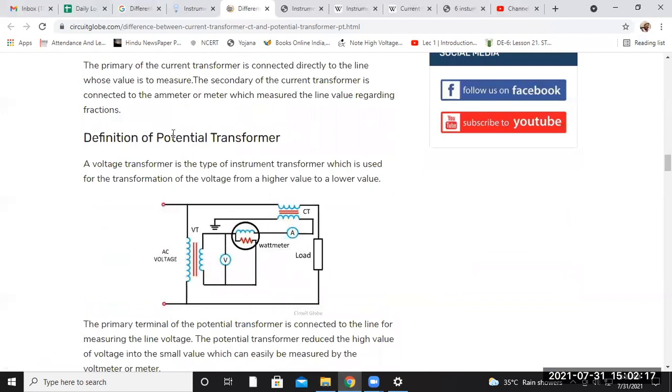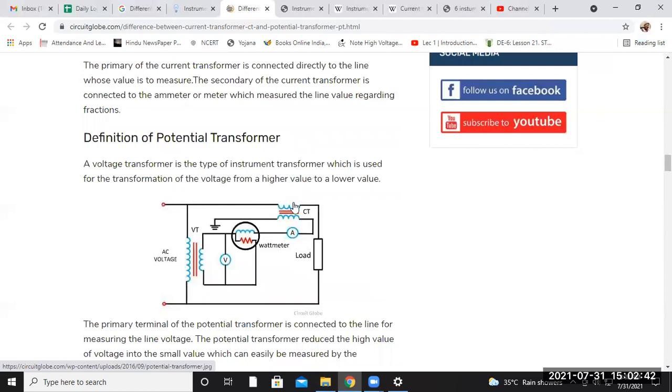Similarly, in the case of the potential transformer, this is the actual circuit diagram, where this is the AC voltage, this is the potential transformer, the voltage transformer. This is the voltmeter connected. This is the wattmeter, which measures the power. This is the ammeter, showing how much current is flowing through this circuit. This is the current transformer connection. This is the load. So the actual instrument transformer connection is given.